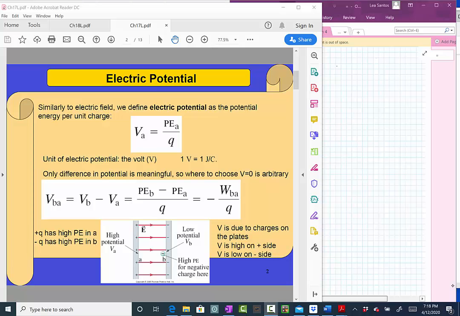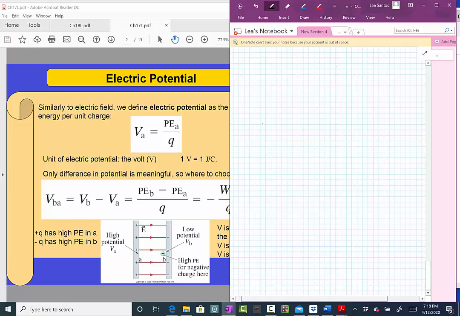Okay, so now let me do again the same discussion. Let's go through the same discussion about changing in potential, changing electric potential, but now for a negative charge. Okay, so let's again repeat the story about our two plates.